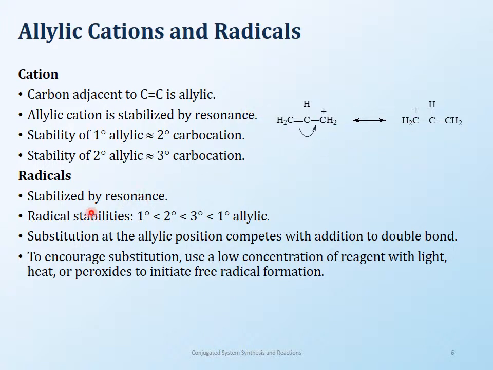The radicals are the same way. This resonance is shown for the cation, but you can draw a similar one for radicals also. You'll just have a half-headed arrow over here. So it's a very common thing. When you have these kinds of double bonds and reaction possibilities, you have to note whether you have an allylic substance or not.